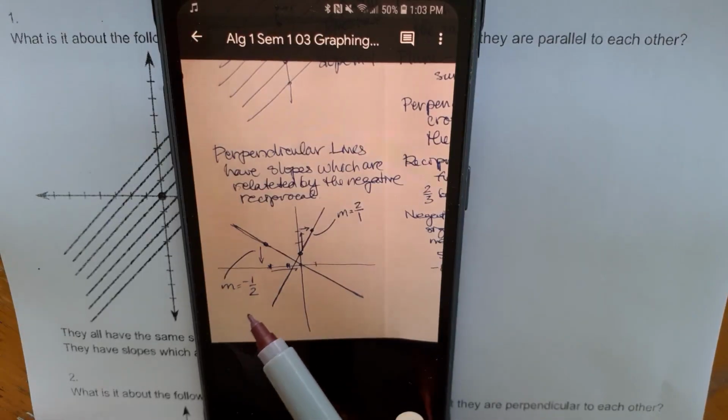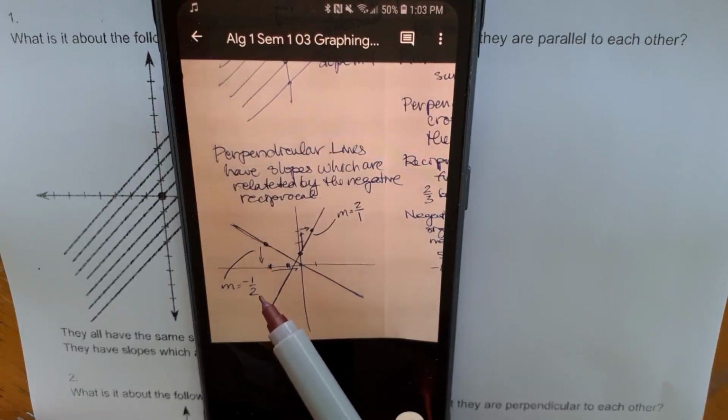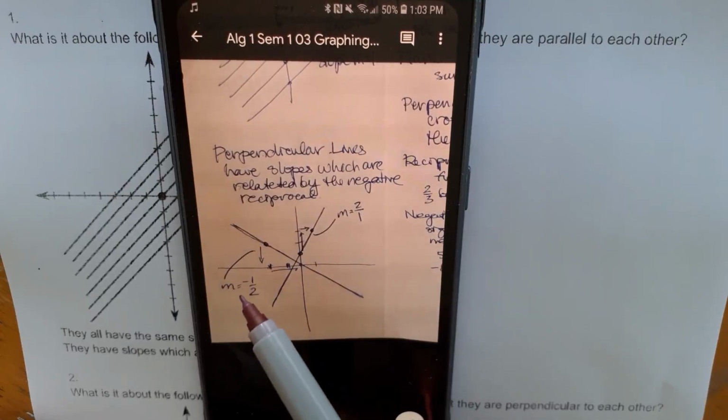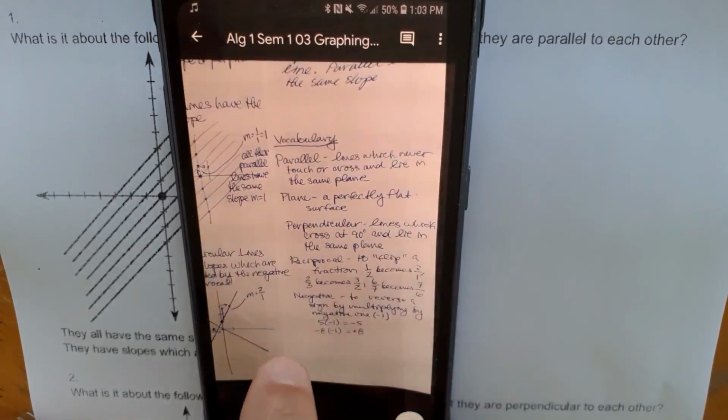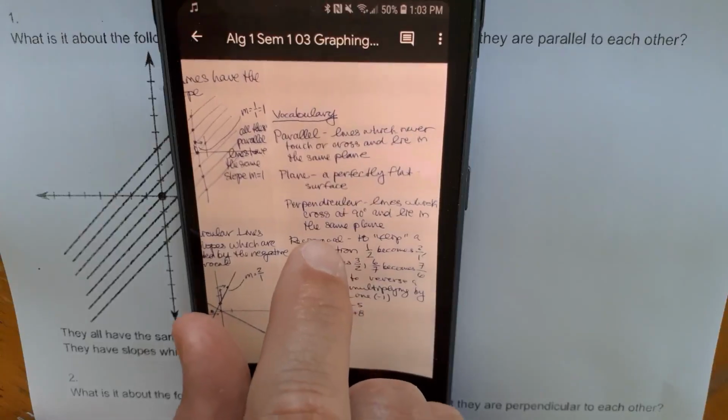So to find the slope of perpendicular lines, we need to both flip the fraction, which is called the reciprocal, and multiply through by a negative. So we call it the negative reciprocal. So make sure this is in your notes, and we'll talk about that as we go through the problem set.